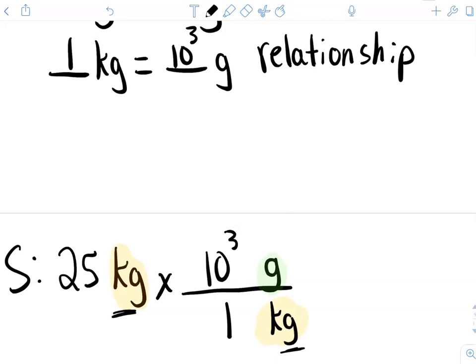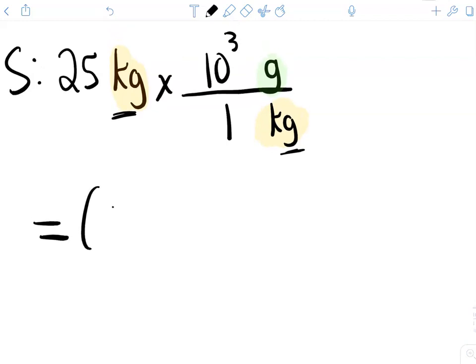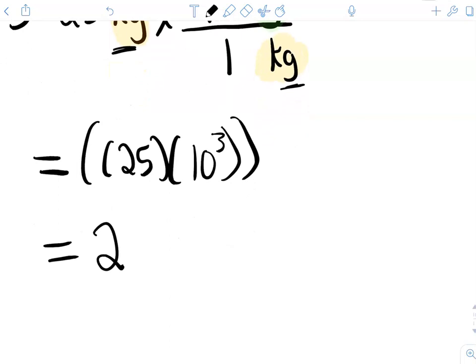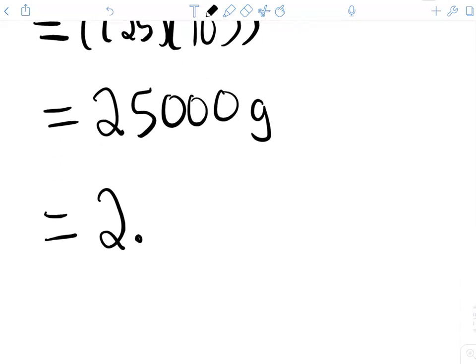Okay? Now, again, whenever you plug this in, you're going to have 25 times 10 raised to the third over 1. And you don't have to do the over 1. I honestly would just plug it in like this. When you do that, you're going to get 25,000 grams.